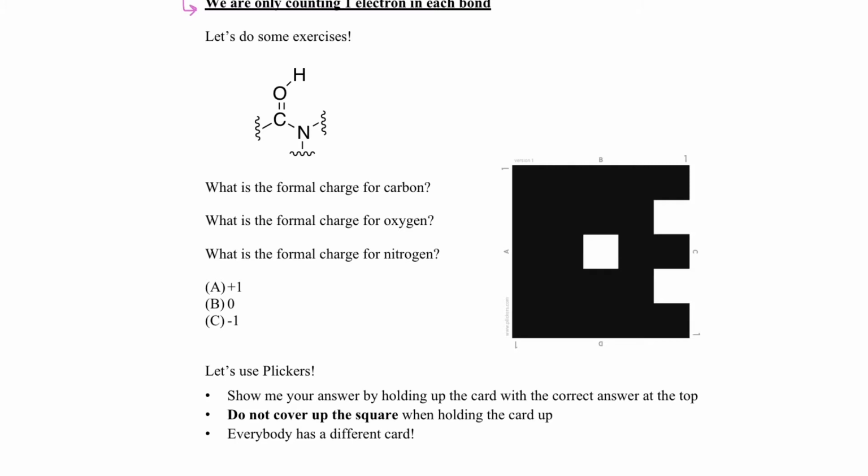Now let's look at formal charges for oxygen. Oxygen usually has 6 valence electrons. And in this case, we have 1 electron pair that's not shown. We're going to count everything else. So 1, 2, 3, 4, 5.